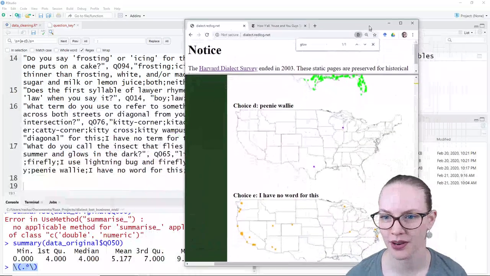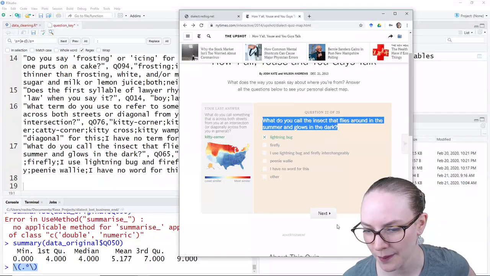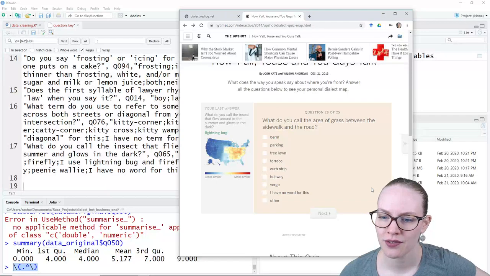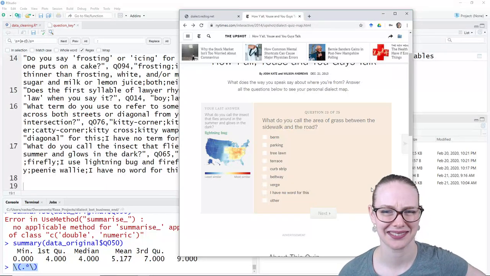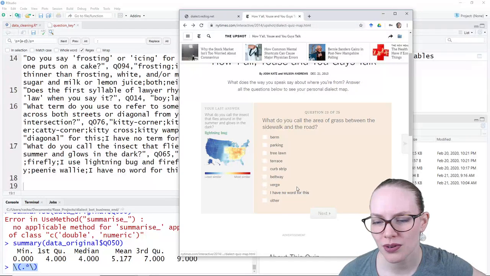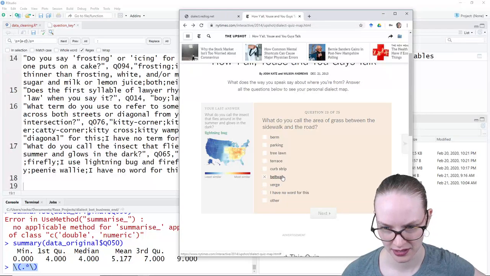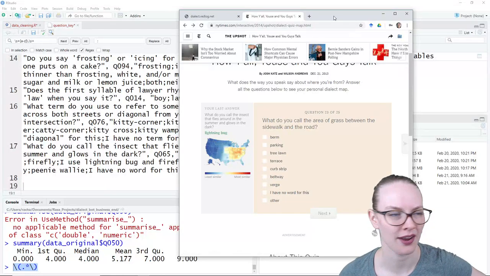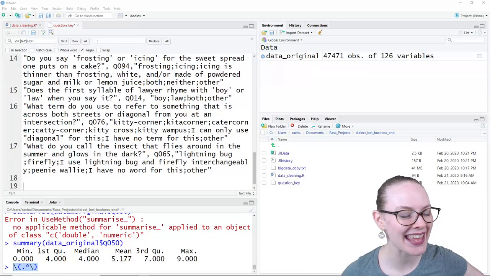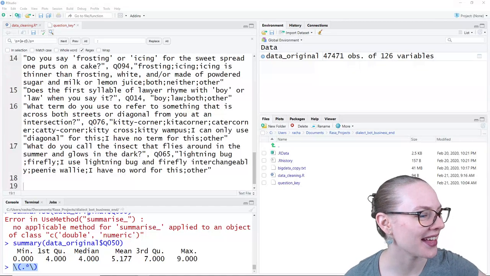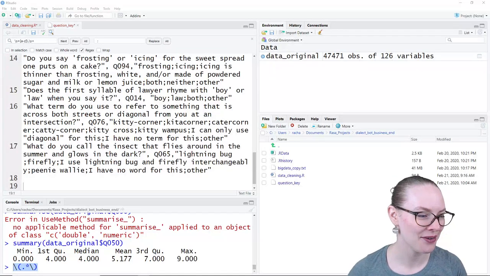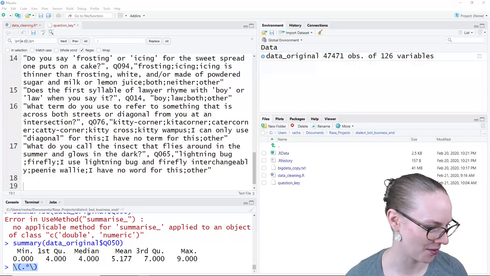All right, I think we're getting close to finding out where I'm from, lightning bug. I mean, fireflies are fine, but I would say lightning bug. What do you call the area of grass between the sidewalk and the road? I don't have a word for it. Like if you said verge, I'd know what you mean. All of the rest of these, I would not know what you meant. Peeny Wally, are you kidding me? Never heard that term in my life. If you say that, I would be delighted to hear more about it.